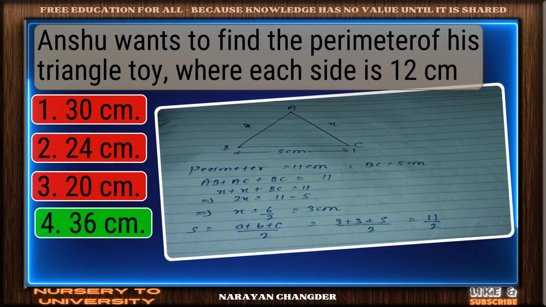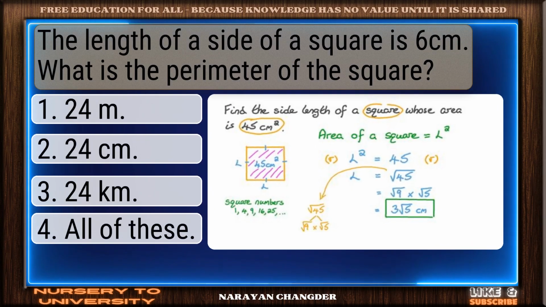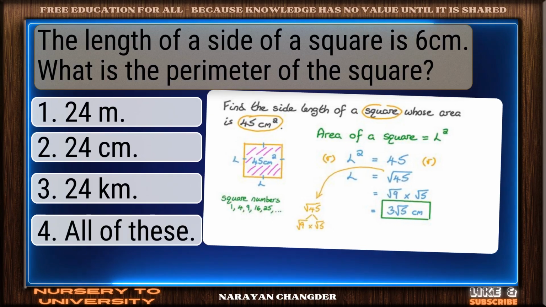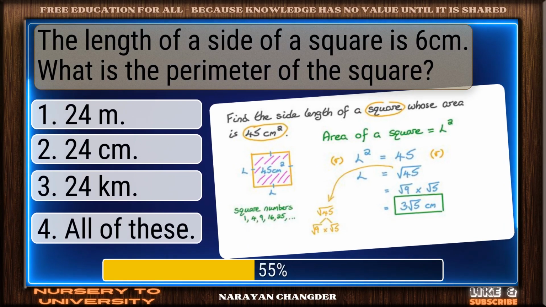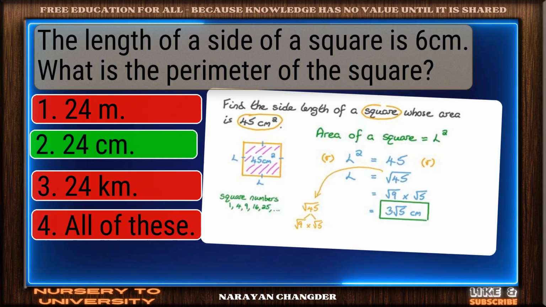You chose 36 cm and it is correct. The length of a side of a square is 6 cm. What is the perimeter of the square? You're right. 24 cm is the correct answer.